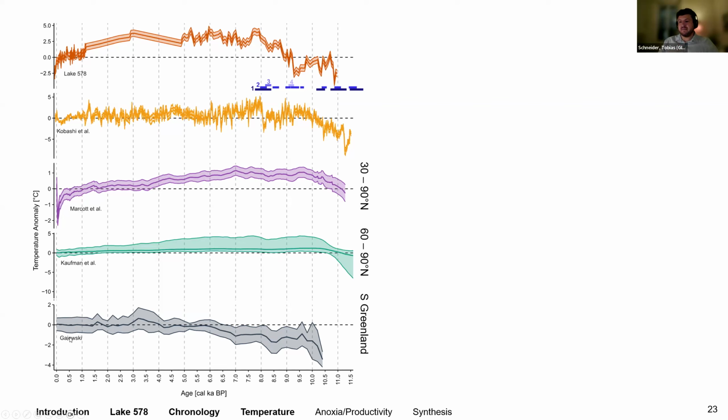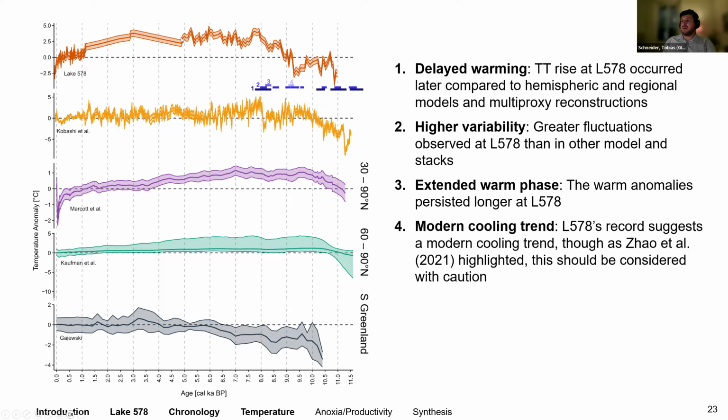And finally, the reconstruction based on pollen reconstructions by Gajewski, 2015, for Greenland. And what we see here is basically that compared to the other reconstructions, this early Holocene temperature increase seems to be relatively delayed in Lake 578.